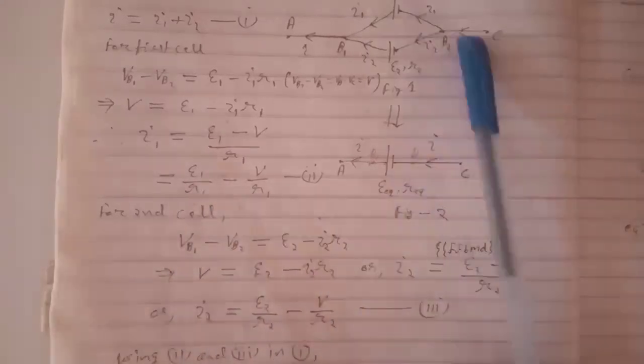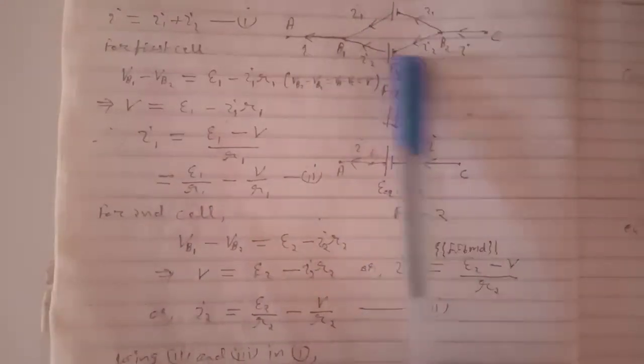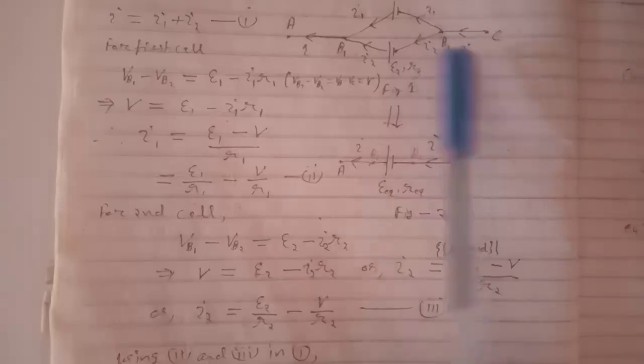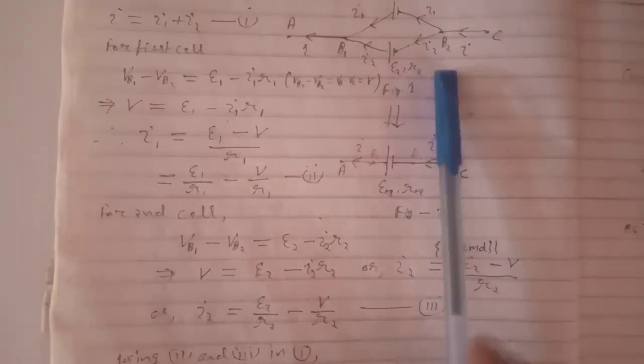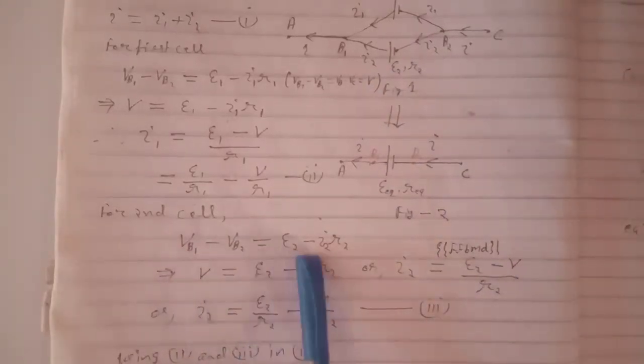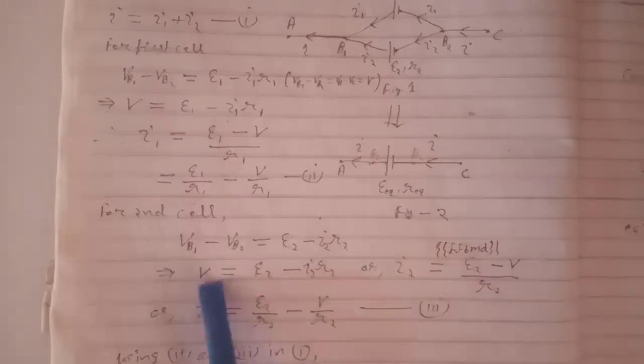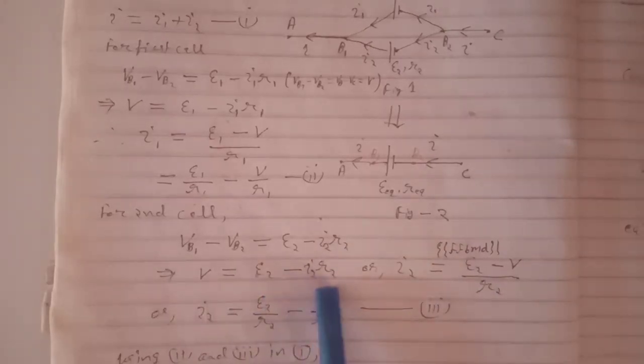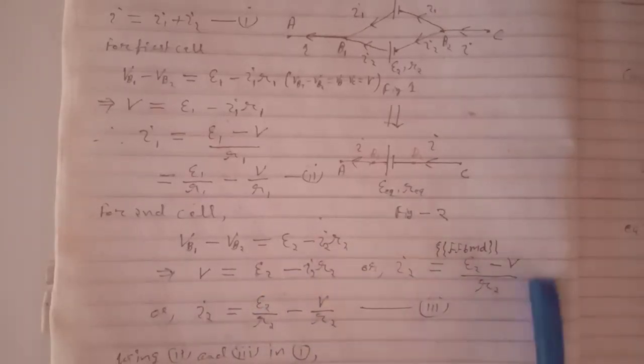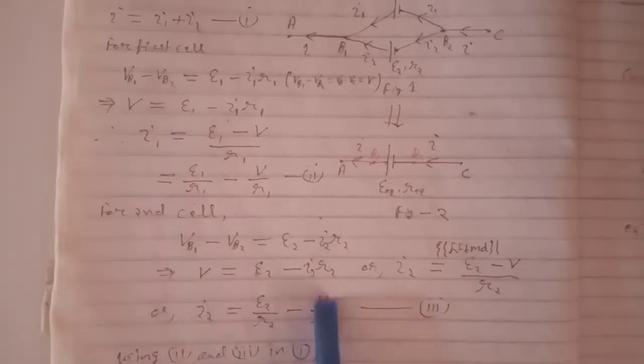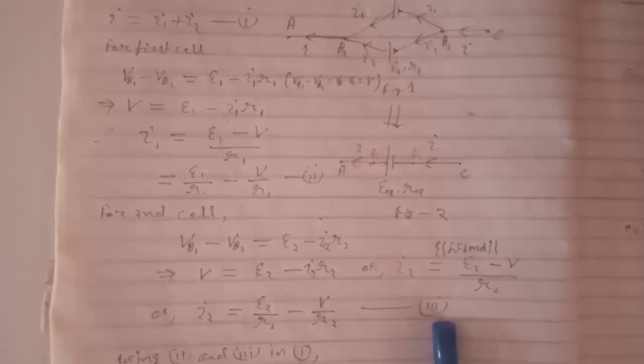Now for the second cell, if we see from this cell, then VB1 minus VB2 will be E2 minus I2 R2. So V equal to E2 minus I2 R2, or I2 equal to E2 minus V by R2, or I2 equal to E2 by R2 minus V by R2. This is equation 3.